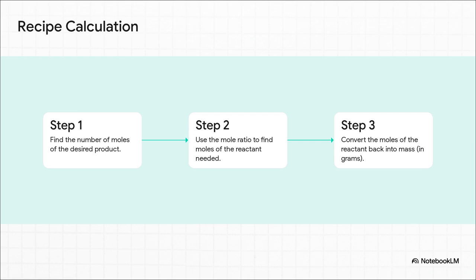You just follow these 3 steps. First, figure out how many moles of the final product you want. Second, use the recipe's mole ratio to find out how many moles of your ingredients you need. And third, turn those moles back into grams so you can weigh them out.